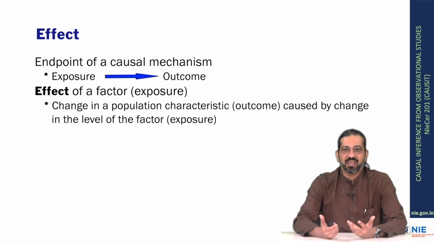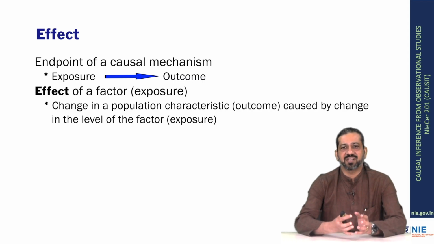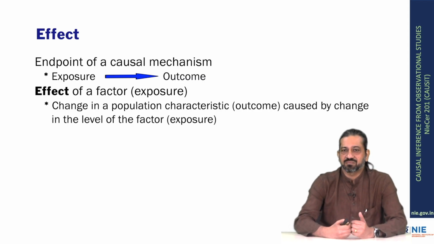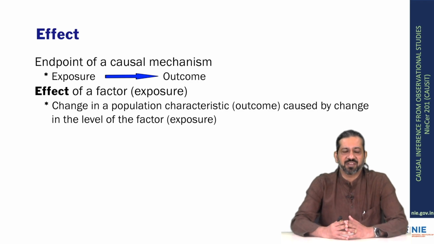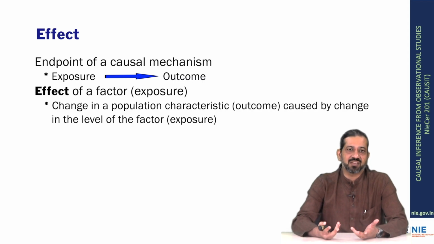So, for example, if the disease frequency is measured as a proportion, then the effect of a decrease in unprotected sex, so a greater proportion of people using condoms, for example, less number of people using condoms would result in an increase in the proportion of people infected with HIV. So now the effect of a factor or an exposure can basically be defined as a change in a population characteristic, the outcome, caused by a change in the level of certain factors, which we call exposures.